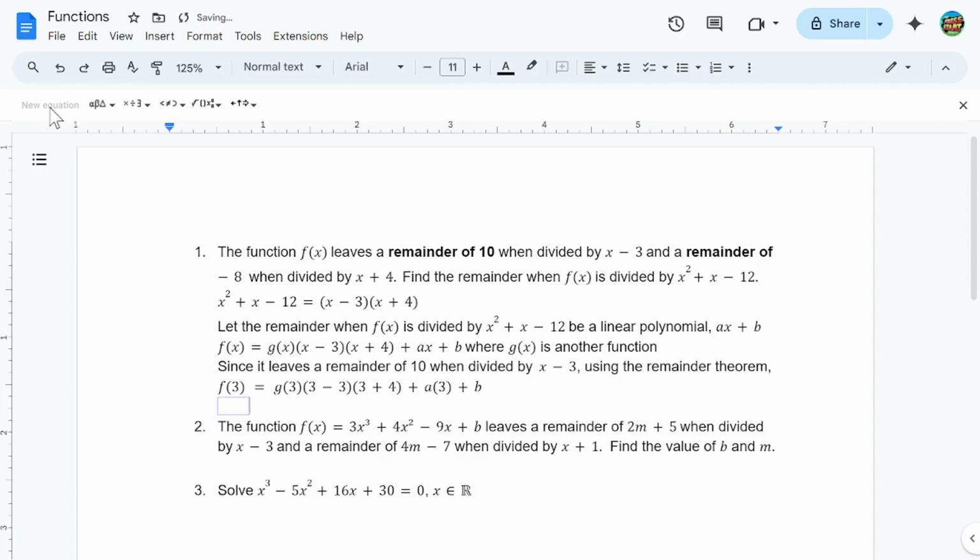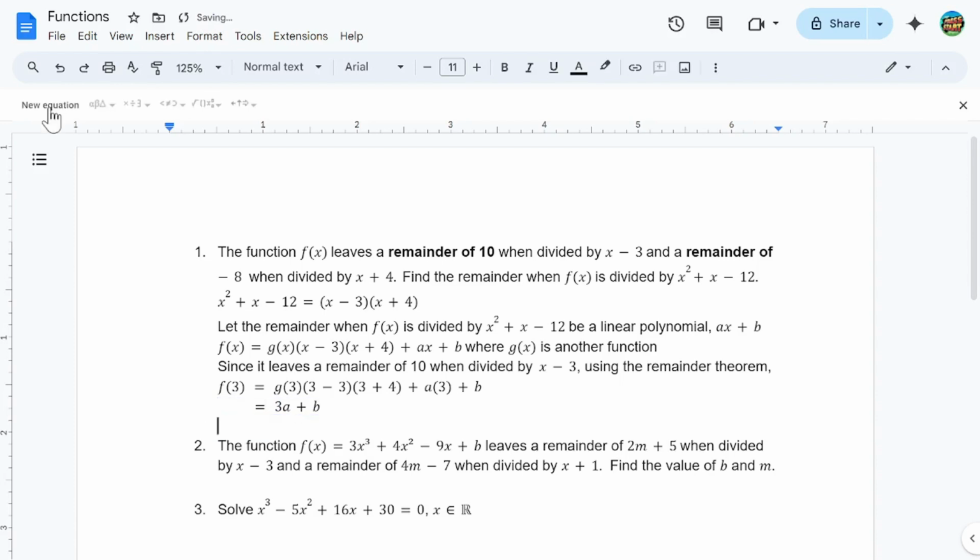So this gives you 3a plus b. So if we look at a new equation, 3a plus b will give you a remainder of 10. So 3a plus b equals 10. So we let this be equation 1. To solve any equation with two variables, we need to have two simultaneous equations. And this is why the other example is given.